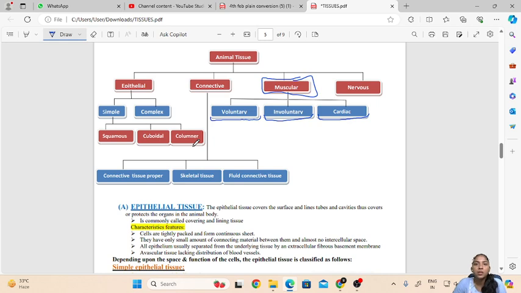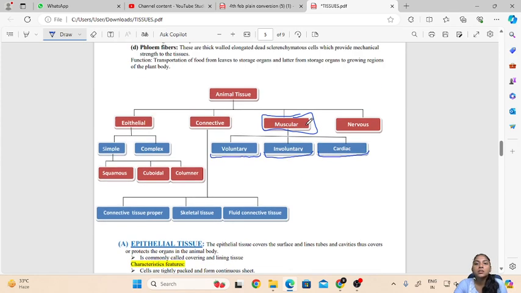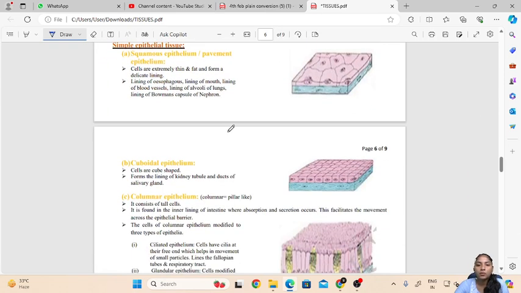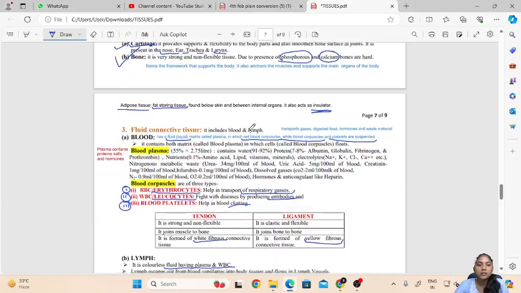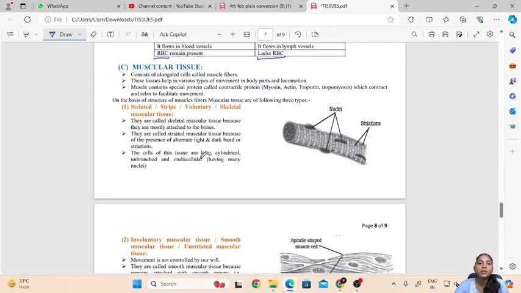For example, the beating of the heart or the transport of food through the food canal or the esophagus. All these are involuntary actions. So the muscles which control these actions are called involuntary muscles. And then the cardiac muscles are those which are associated with the heart. These are the cells or the tissue which are only found on the wall of the heart. Let us see this tissue in detail.